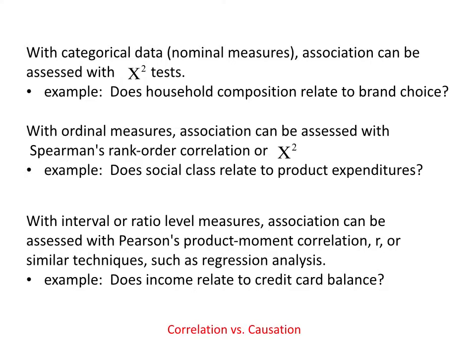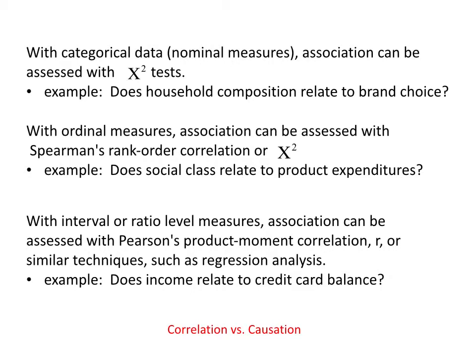With ordinal measures, association can be assessed with Spearman's rank order correlation or chi-square. For example, the question, does social class relate to product expenditures? Where social class is an ordinal measure and product expenditures could be categorized in ordinal categories.